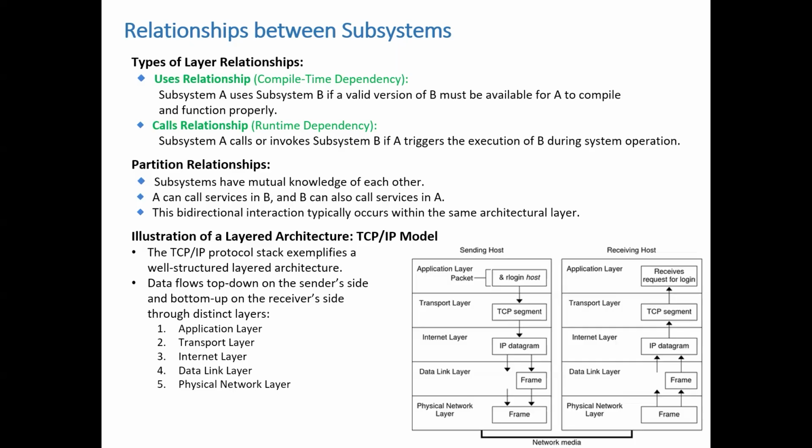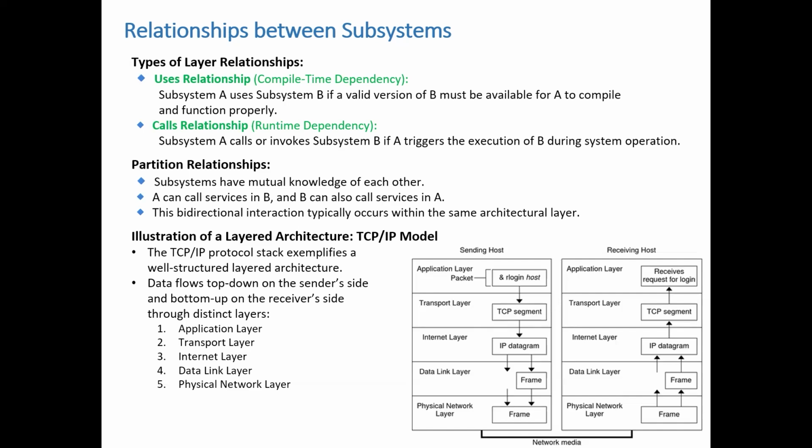Now, aside from those vertical relationships, we also have what we call partition relationships. These are more horizontal. In this case, subsystems on the same layer know about each other and call each other's services. So it's bidirectional. A can call B and B can call A. The best way to see all of these in action is to look at the TCP/IP model.